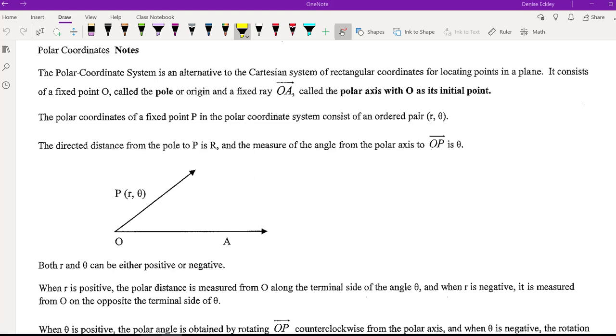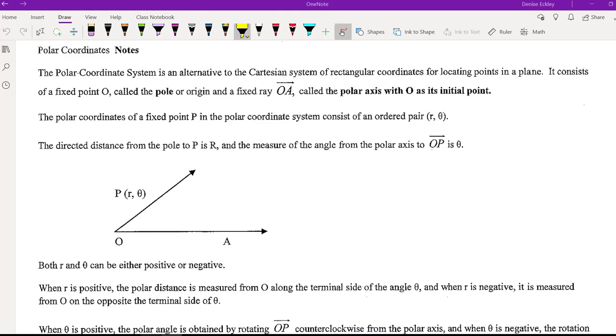It consists of a fixed point called O, which is the pole or the origin that we know in the Cartesian system, and a ray, OA, that's fixed, which we would equate to the x-axis. And that is called the polar axis with O as its initial point. So we have a pole and a polar axis. We only really have one direction when we're talking about our axes.